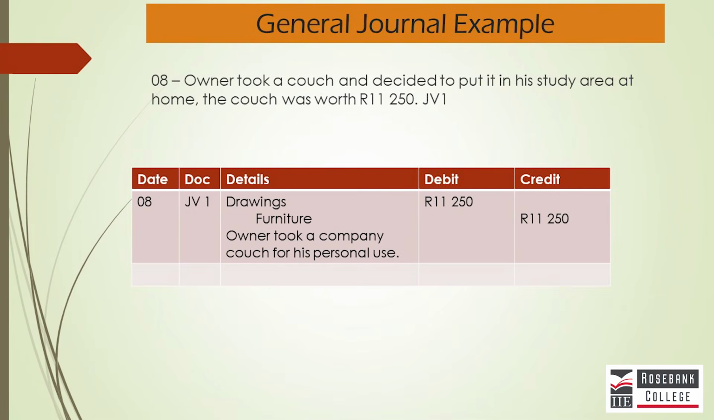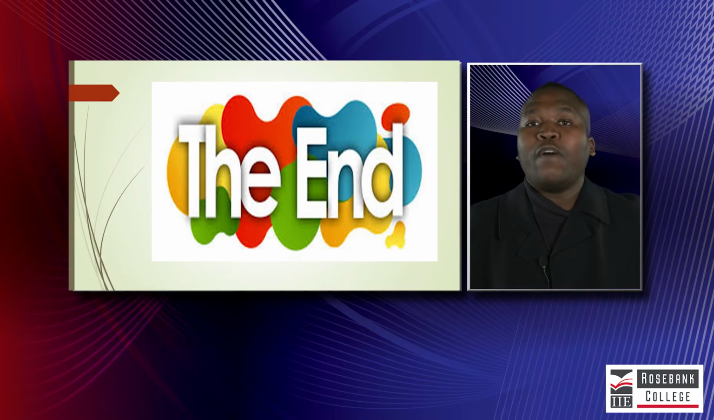You should also have a journal narration, which is where you briefly explain what happened in a transaction. Our journal narration for this entry will be: owner took a company couch for his personal use. Remember that we tell stories differently, and therefore journal narrations will be different for every student as long as it explains what happened in that specific transaction. Every company should make use of journal because they assist bookkeepers in recording cash inflow and outflow.